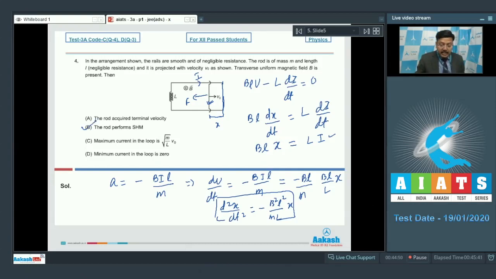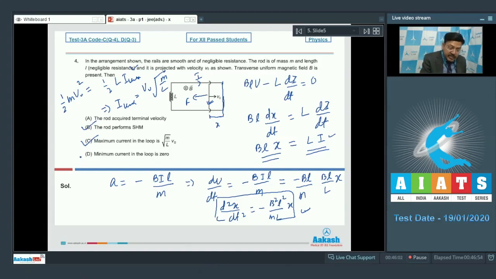Now to find the maximum current in the loop, we can conserve the total energy. When current in the loop is maximum, we can assume that the kinetic energy of the rod is 0. So the total of the kinetic energy of the rod and the magnetic energy stored in the inductor is going to be constant, and its value will be half m v0 square. So we have half m v0 square equal to half capital L I max square. Now if I solve, the I max value comes out to be v0 under root m by capital L. So option C is correct, and the minimum current in the loop will be 0 because the rod is performing SHM, and x is proportional to i. So when x is 0, i will also be 0, and that is the minimum current in the loop.